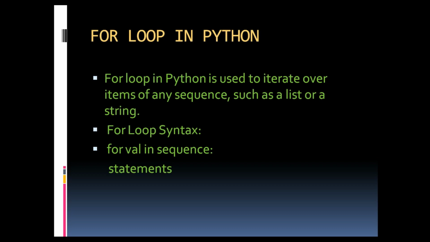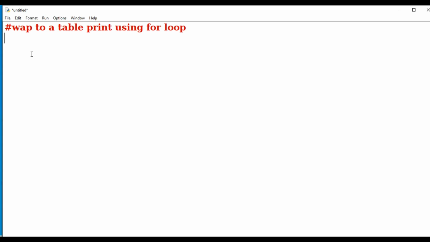So let's take our example of this. Now we are creating a table using a for loop. I am using a for loop for creating the table. First of all, you take any variable and assign any number to it. Then you have to give the for loop.